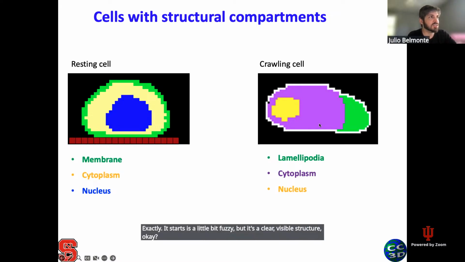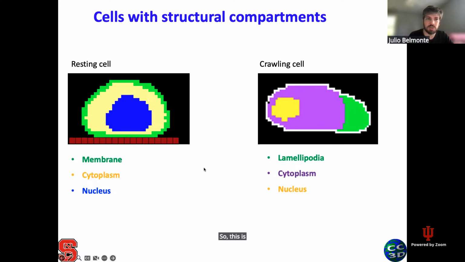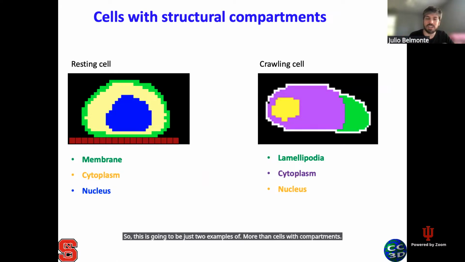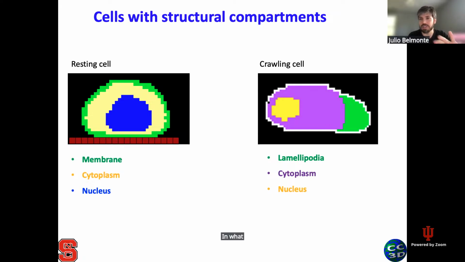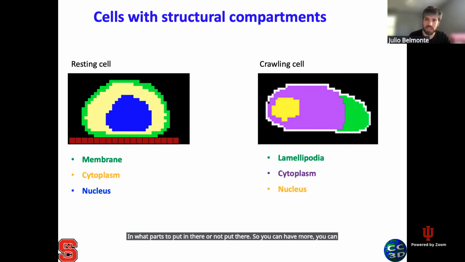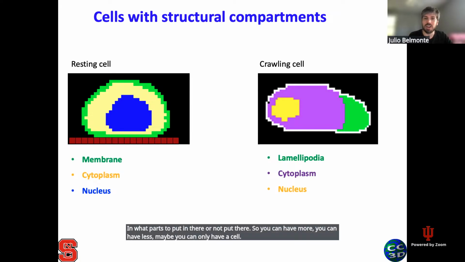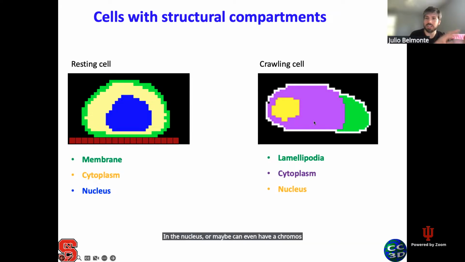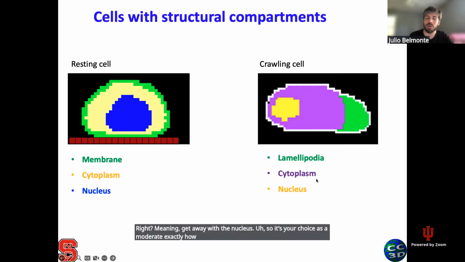Okay. So these are just two examples of modeling cells with compartments, and you can make a different choice of exactly what the compartments mean and which compartments to put in there or not. You can have more, you can have less, maybe you can have only a cell and a nucleus, or maybe you can even have a crawling cell with just the cytoplasm and the lamellipodia, and get away from the nucleus. So it's your choice as a modeler exactly how many compartments you're going to put there and what they will correspond to. Okay.